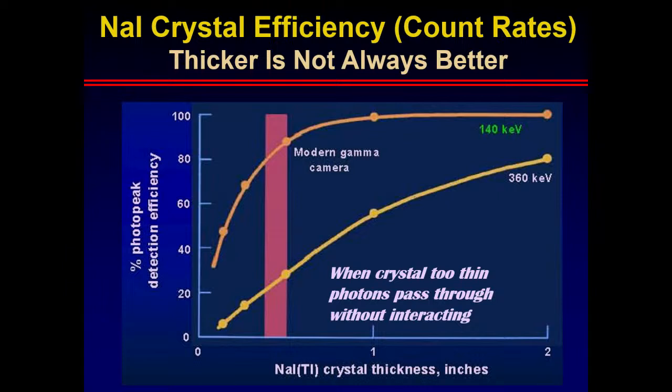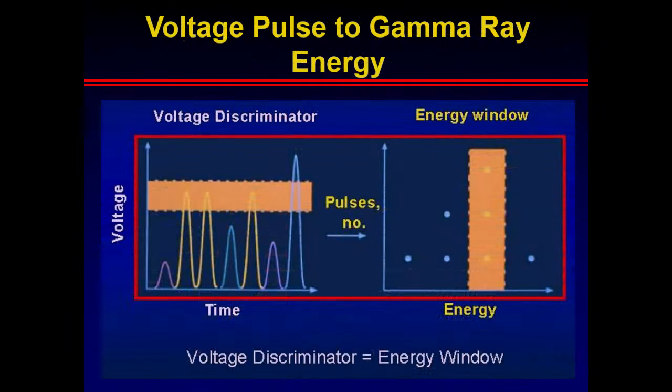thin versus thick. And you can see that for the 140 keV photon of technetium, there's an optimal thickness for sodium iodide crystals where you max out the amount of detection or sensitivity you can achieve without having photons just go right through or not being captured at all, okay? And so there's an optimal thickness for all kinds of crystals.